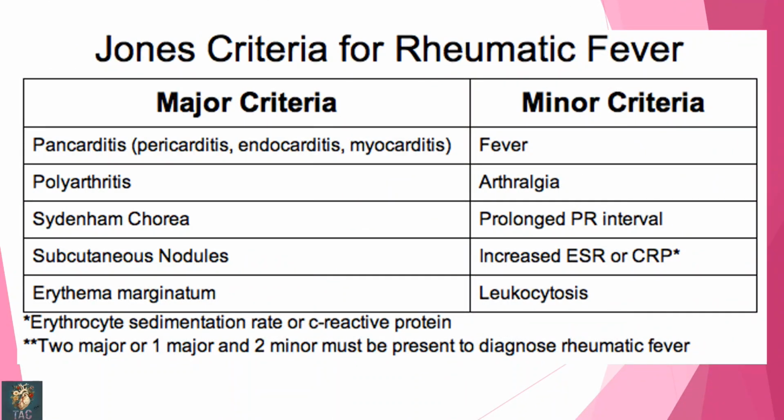Very important slide. Jones criteria for rheumatic fever. It can be asked in Viva, it can be asked in OSPE station, so you have to be very careful about it. Major criteria, minor criteria. For major criteria: pancarditis, polyarthritis, chorea, subcutaneous nodules, erythema marginatum. For minor criteria, you have fever, arthralgia, prolonged PR interval on ECG, increased ESR or C-reactive protein, leukocytosis. Two major or one major and two minor criteria must be present to diagnose rheumatic fever.